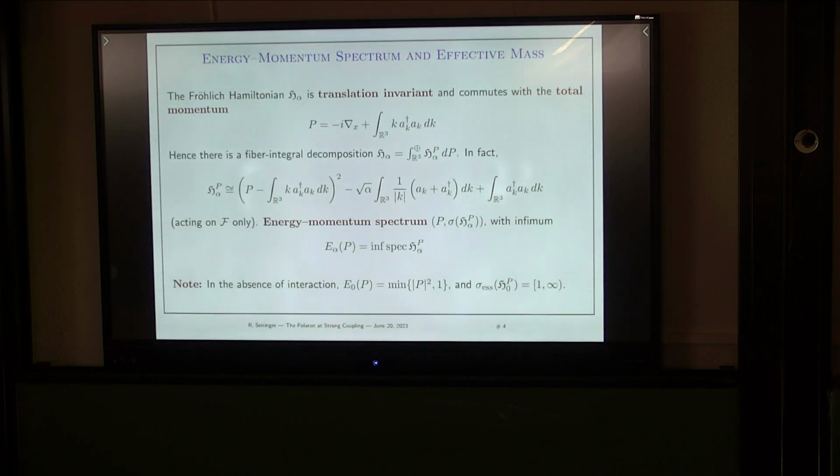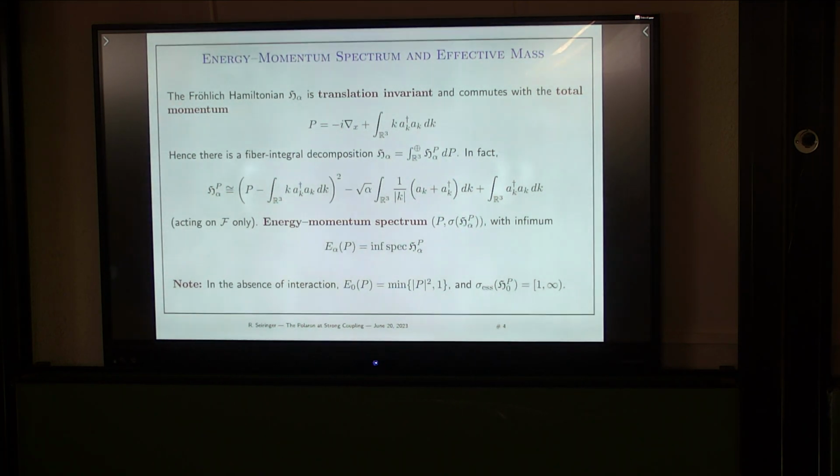If you think of the energy momentum spectrum, that's sort of what it looks like, at least without any interaction. The lowest curve is the minimum of P squared. This is the parabola here, and 1. Right, so maybe I can indicate already here. This distance here is precisely 1, because that's in our units the energy cost for creating one phonon. And so the lowest energy curve here is simply this.